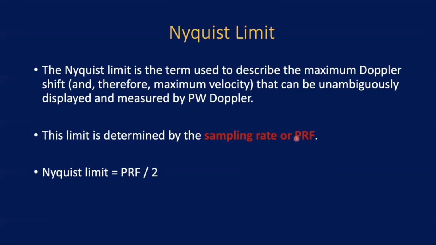So what's the Nyquist limit? It's the maximum Doppler shift that the machine, the probe, can record before it starts to have some ambiguity in the range, which we call aliasing. It depends on the sampling rate, or pulse repetition frequency, how much you can sample. And the more you can sample, the better understanding of the signal: coming, going, velocity, and everything.